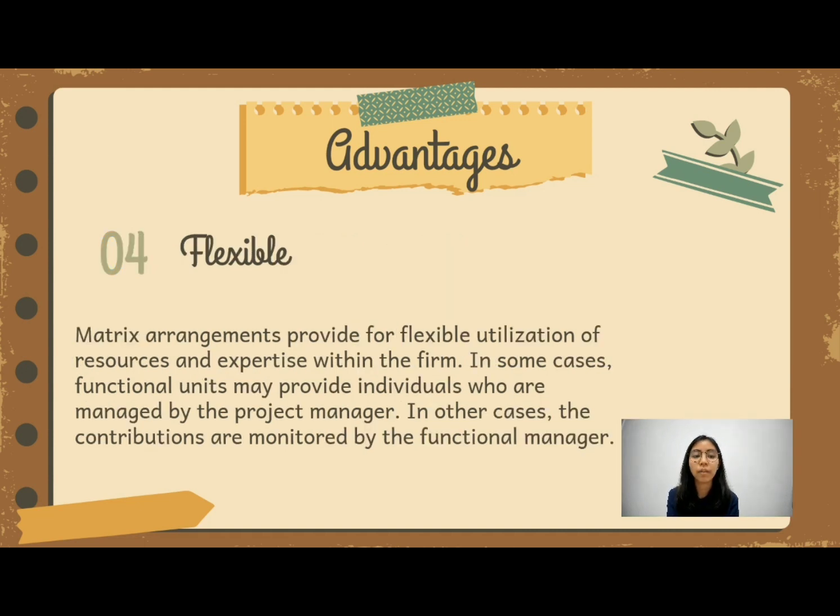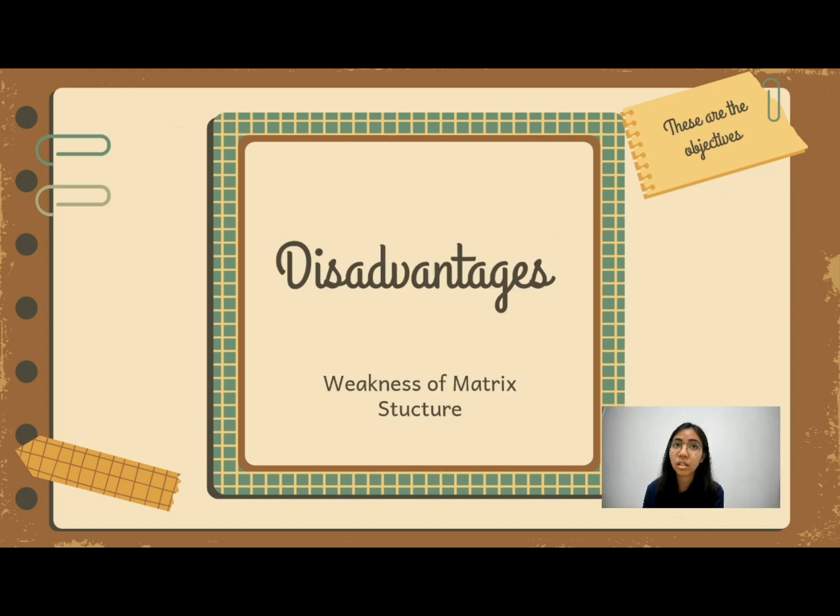Flexible. Being flexible, matrix arrangements provide for flexible utilization of resources and expertise within the firm. In some cases, functional units may provide individuals who are managed by the project manager. In other cases, the contributions are monitored by the functional manager. The strengths of the matrix structure are considerable. Unfortunately, so are the potential weaknesses. On the other side, there are also disadvantages of matrix organization or matrix arrangement.